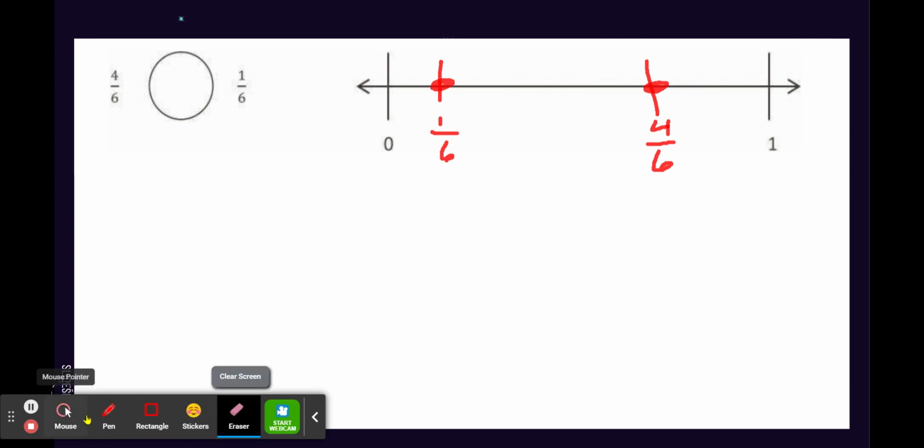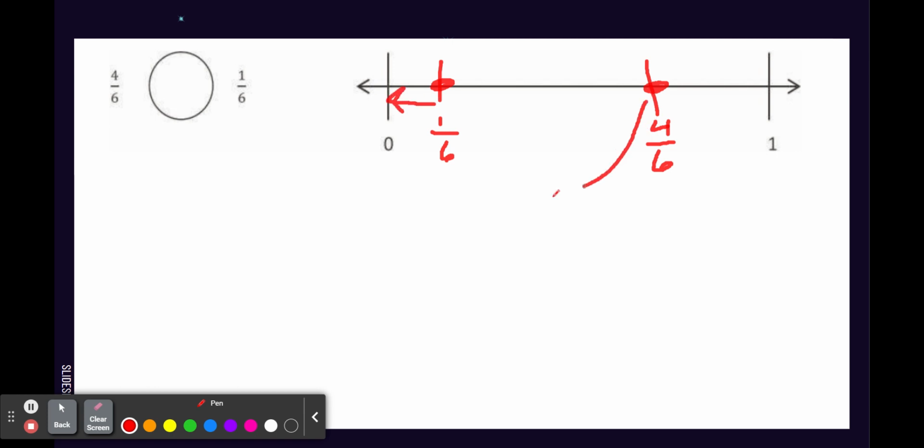Now, let's compare 1/6 and 4/6. I can see right here that 1/6 is closer to 0 than 4/6. So that means that 1/6 is less than 4/6 because 1/6 is closer to 0 than 4/6. So I would say 4/6 is greater than 1/6. Okay, so we can use a number line to help us figure out which number is closer to 0, to help us figure out which one is greater than and less than.